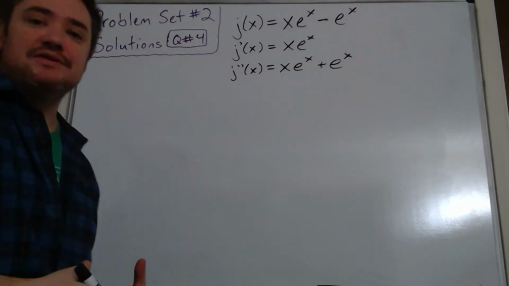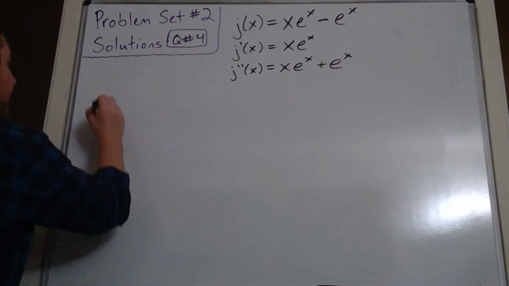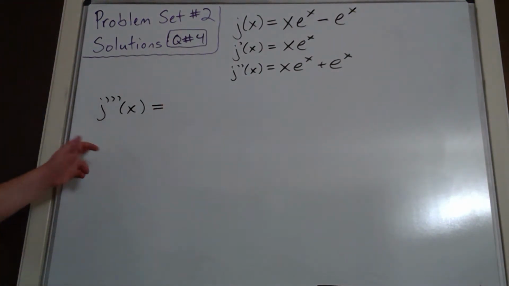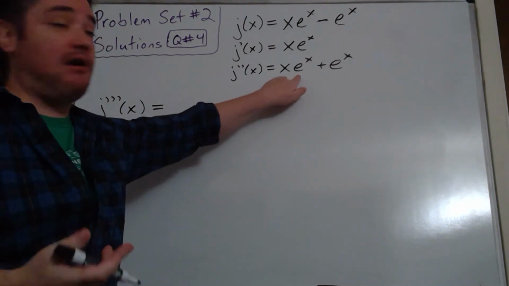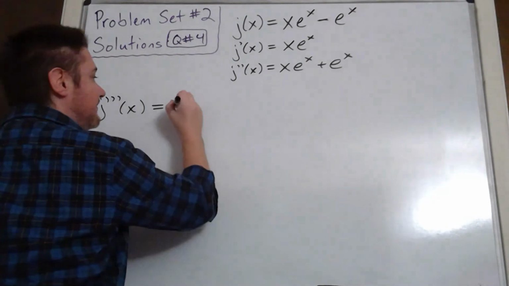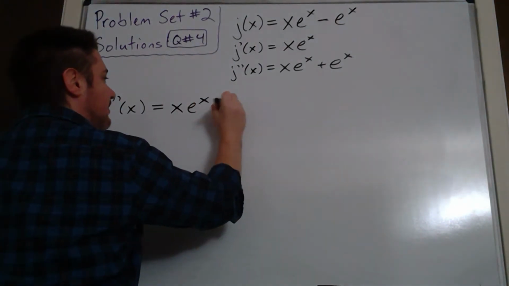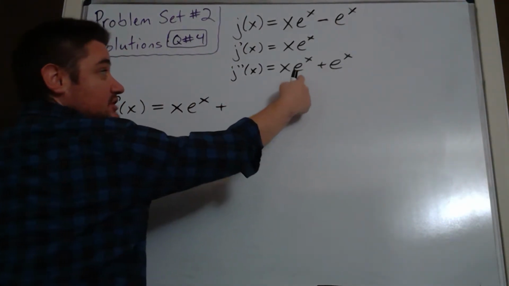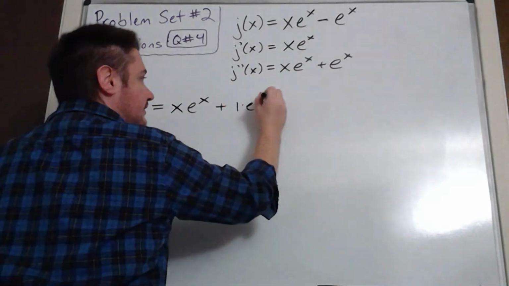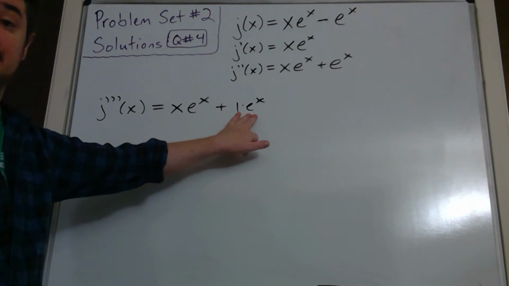All right, let's take the derivative of that. Go a little bit further. So let's say j triple prime of x, the third derivative of j. We've already taken the product rule of this; we've done this a few times already. We're going to get the first times the derivative of the second, plus the second, e to the x, times the derivative of the first, which is a 1, which just produces a 1 e to the x coming out of that, or another copy of e to the x.